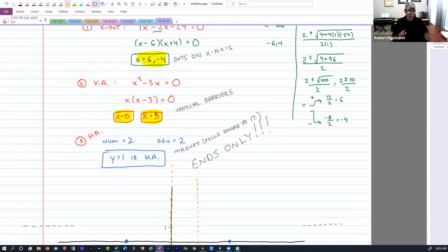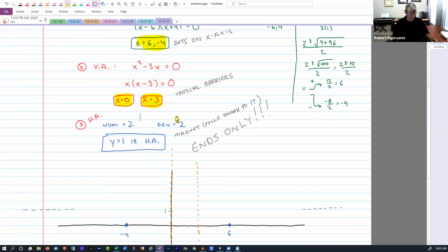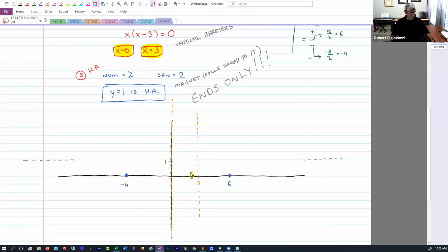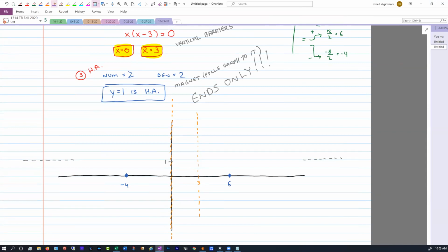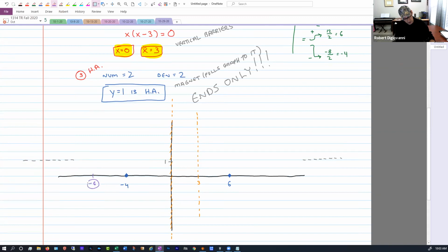Now, they can't just be anywhere. They have to be in these different regions. So can somebody give me the first test point that they want me to use? -6. Okay, so -6 over here. I'm going to just put -6. I'm going to draw a circle around it. I'm not going to put a dot there. That will take care of everything out here. That'll give us information about that all the way up until we get to -4.